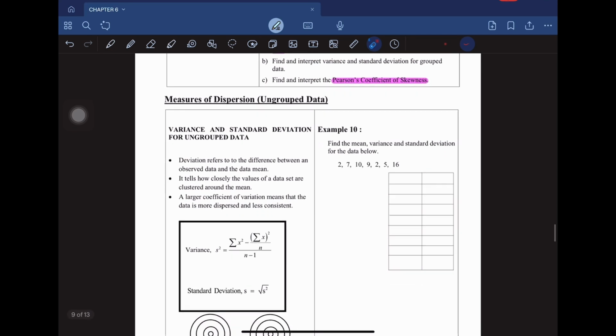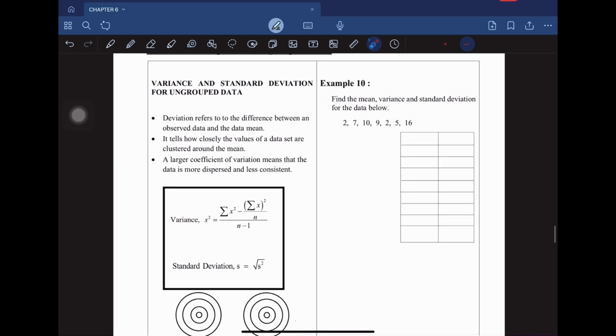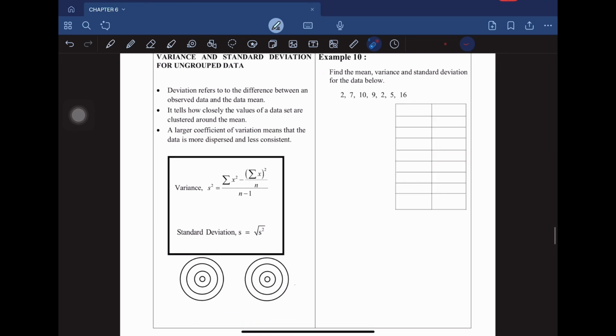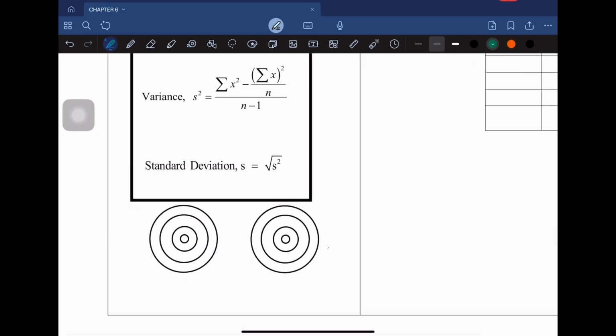Okay, so untuk 6.3, you are going to find the variance and standard deviation. Let's first read the information. It says that the deviation refers to the difference between an observed data and the data mean. It tells us how closely the values of a data set are clustered around the mean, and a larger coefficient of variation means that the data is more dispersed and less consistent. So untuk bagi awak lebih faham, saya akan bagi contoh two set of data. This is data 1, and this is data 2.